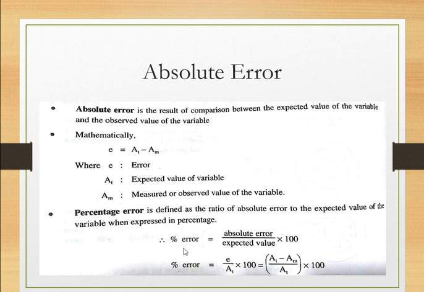Okay, so here in this case, the percentage error or percent error is given by the absolute error divided by the expected value. The absolute error is denoted by E, which is nothing but AT minus AM. So absolute error divided by expected value into 100, which can be denoted by E divided by AT, where AT is the expected value, into 100. So E can be replaced with AT minus AM divided by AT into 100. So finally the percentage error is equal to AT minus AM divided by AT into 100. Okay, so this is all about the percentage error.